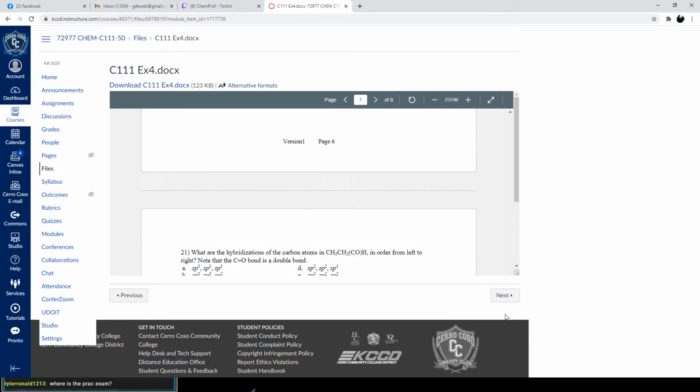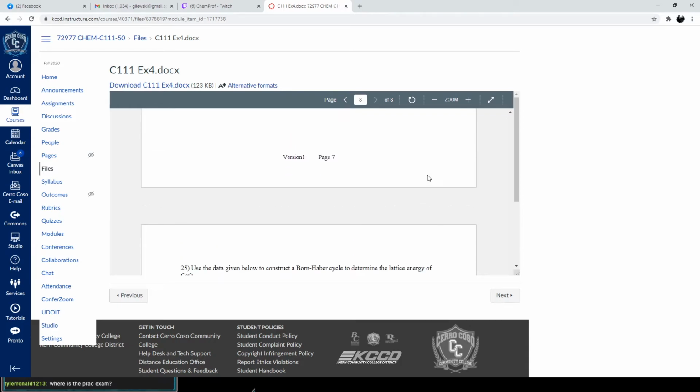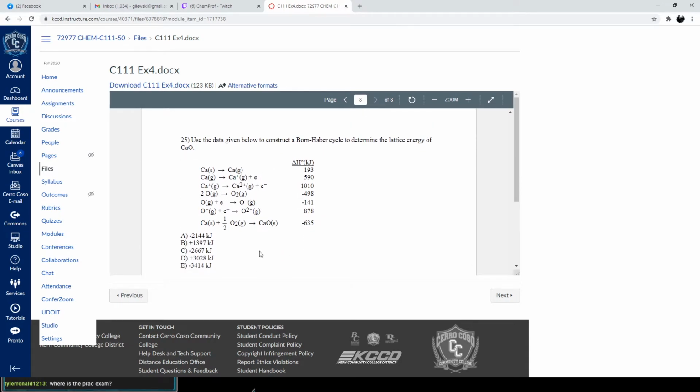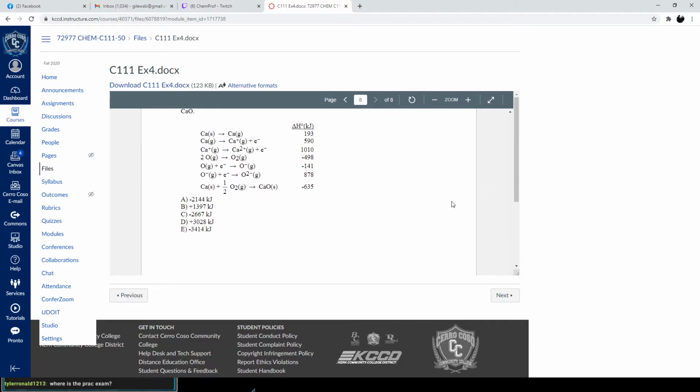The last one on this, don't worry about. This is essentially just a crazy Hess's Law problem, but that's quite a bit of work, and I don't want you guys to have to spend a ton of time doing something kind of similar to what we've done before. So don't worry about this one on your practice exam. You're not going to get something like this on your real exam.